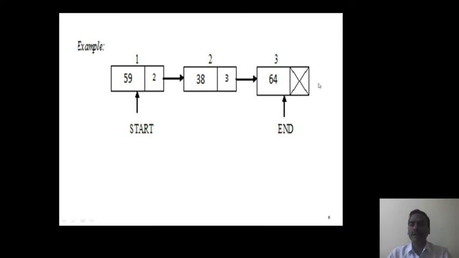For node 3, the next node is not available. Hence, the link part of the last node is filled with a specialized pointer known as the null pointer. Here the null pointer is indicated with a cross mark symbol. In addition, we use two explicit variables, start and end, that point to the beginning and ending nodes of the list. Such a representation is known as a single linked list.